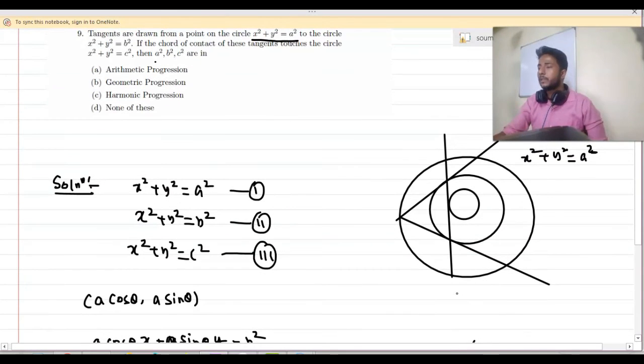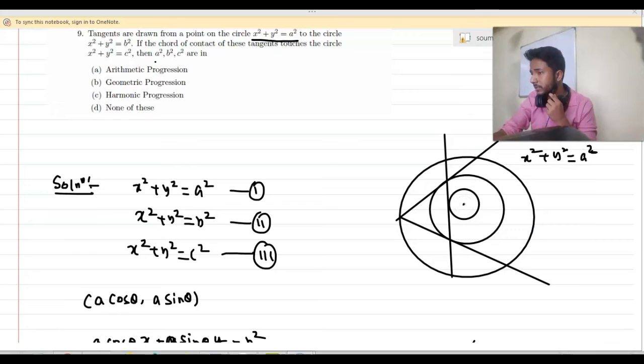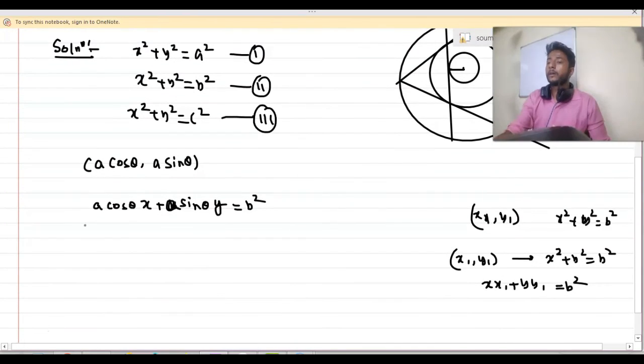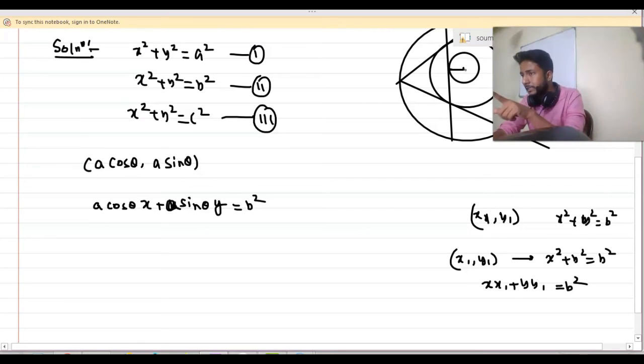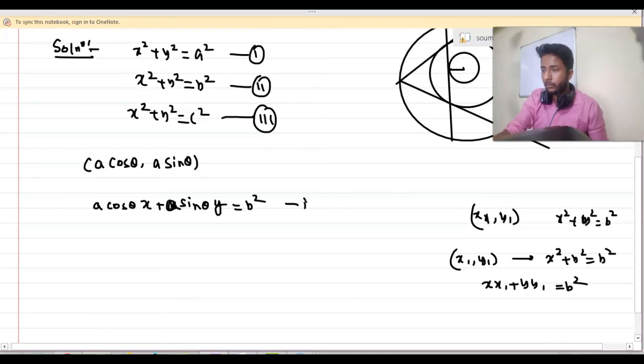Now just observe that this is our chord of contact and this is our circle 3. Now if this chord of contact touches this circle, then we can say that the perpendicular distance from the center of this circle to this straight line must be equal to the length of radius. So I can say that the perpendicular distance from the center of the third circle to the chord of contact must be equal to the radius. So first of all, let me find out the perpendicular distance from the center of this circle to the chord of contact. This is our 4.